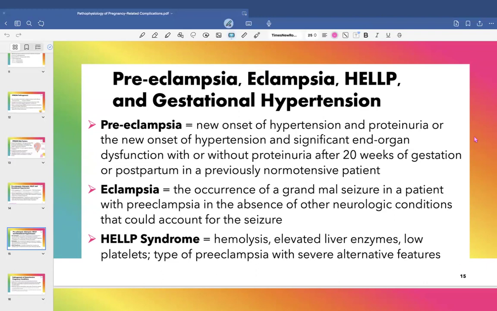Eclampsia is when the patient starts to seize. Okay, and does not have a pre-existing seizure disorder or anything else that would cause seizure. Along with hypertension and proteinuria, or this may be part of their end organ dysfunction, if they start to have seizures. And so sometimes when the pressures get high enough, we prophylactically give them magnesium, which is protective of seizure activity in pregnant patients.